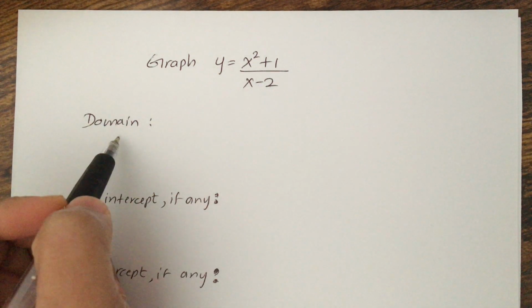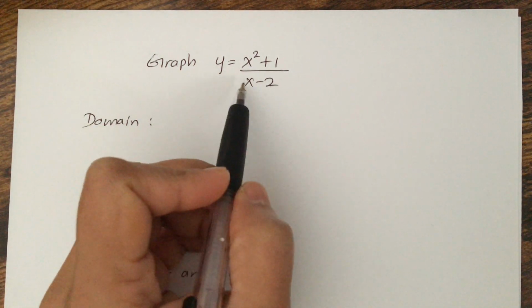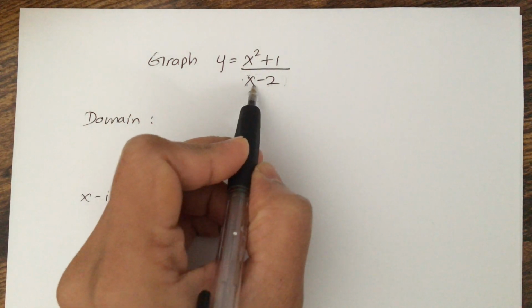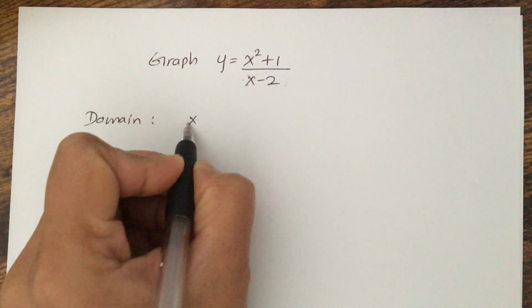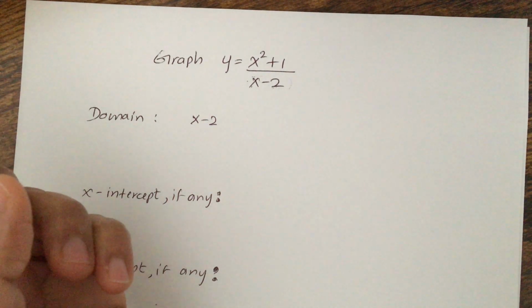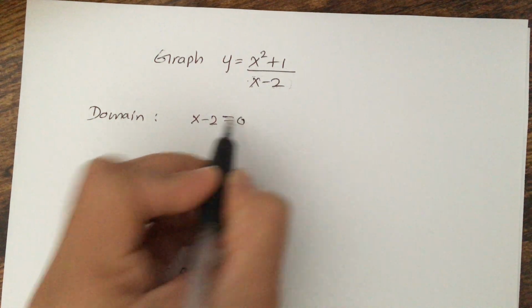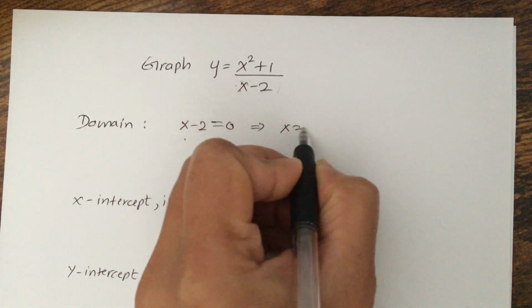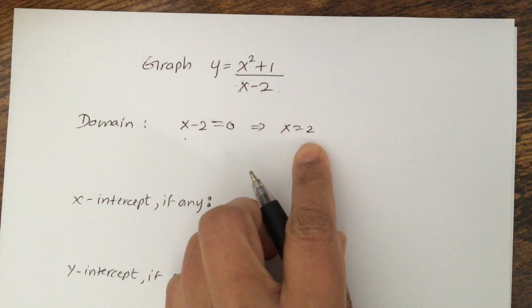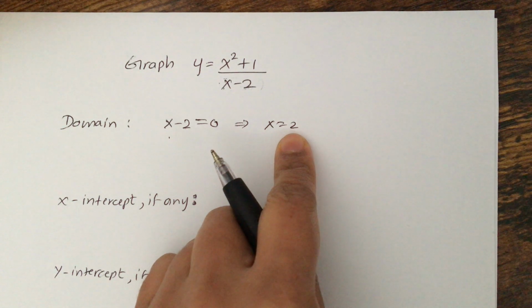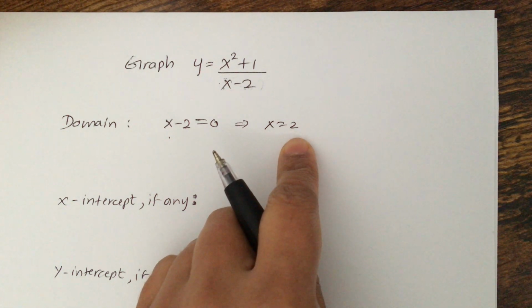To find the domain of a rational function, you have to look at the denominator. So your denominator equals x minus 2. You have to find the x value where your denominator equals 0. Solve for x, and you get x equals 2. So at x equals 2, your denominator equals 0, and therefore you have to remove x equals 2 from your domain.